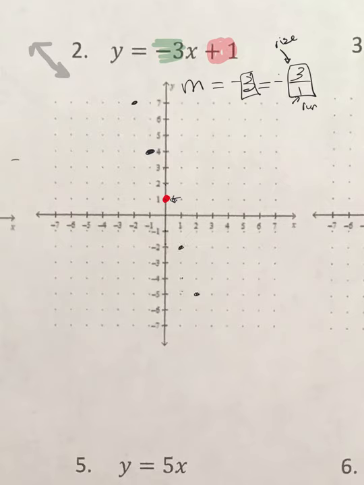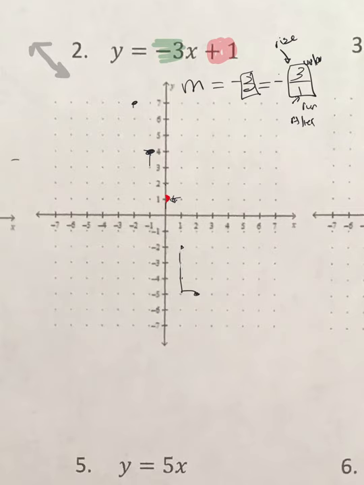So remember, your run is right and left, and your rise is up and down. And notice it's slanting downhill, right? You can see it slanting. See how it has a 3, 1, 3, 1, 3, 1 set of stairs? That's our slope. That tells you the steepness, how steep the line's going to be.